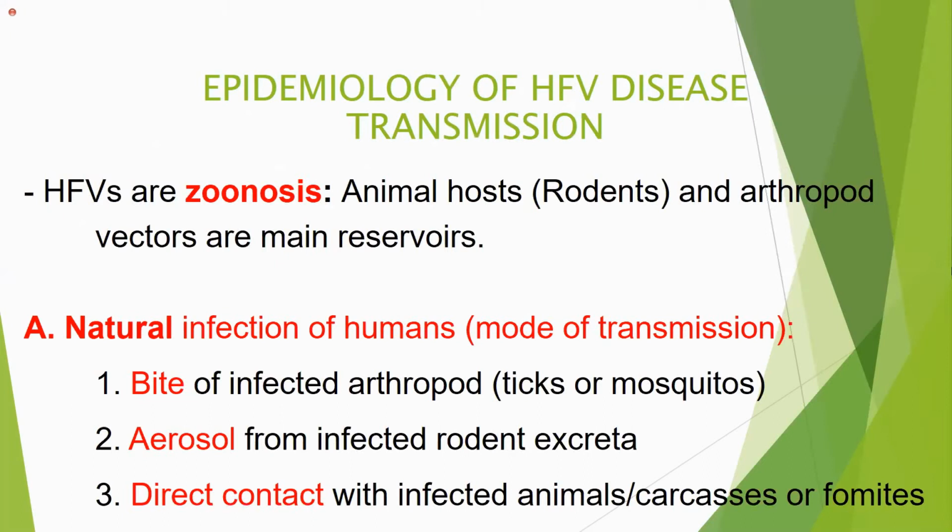So, epidemiology of hemorrhagic fever virus disease transmission. The hemorrhagic fever viruses are basically zoonoses. They have animal hosts; rodent and arthropod vectors are the main reservoirs. The natural infection of humans and modes of transmission are the bite of an infected arthropod, either ticks or mosquitoes, aerosols from infected rodent excreta, as in Lassa fever virus, and direct contact with infected animals or carcasses, or from mites. So these are the various modes of transmission to humans.